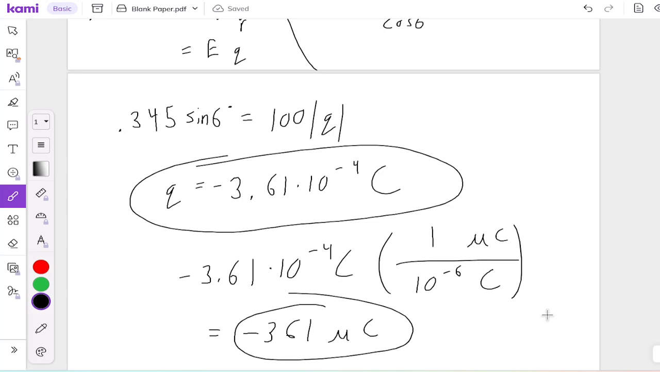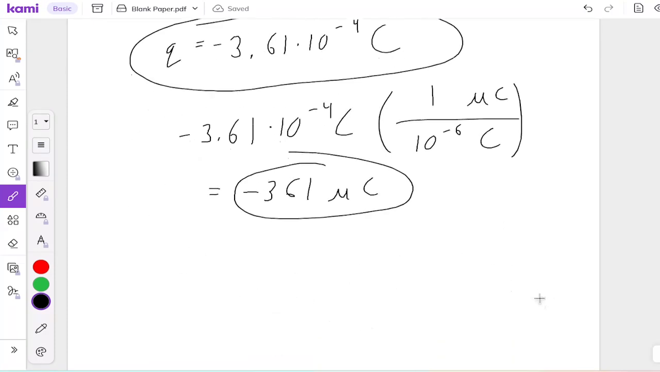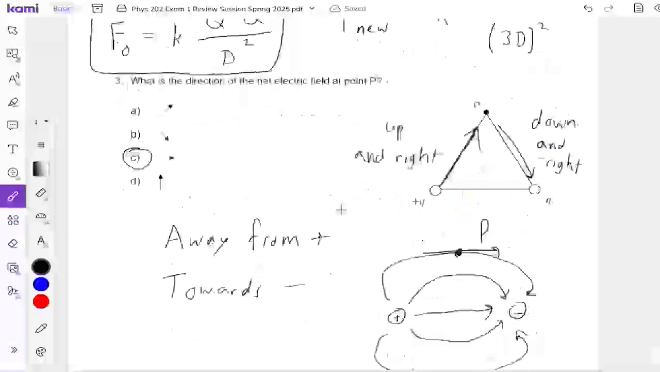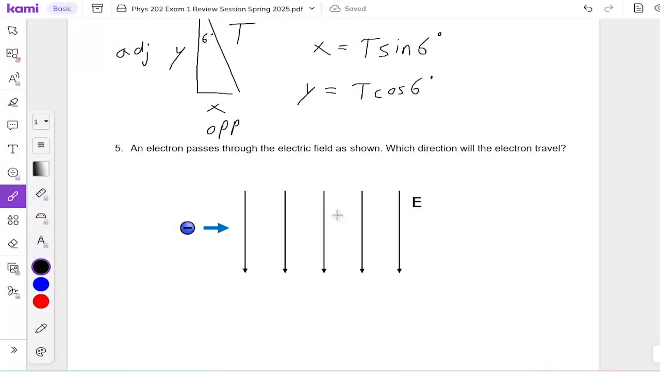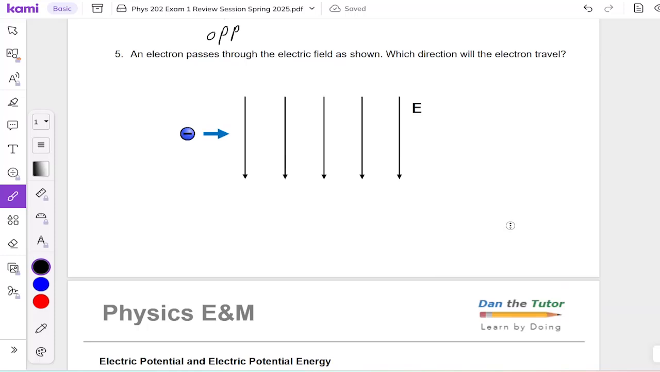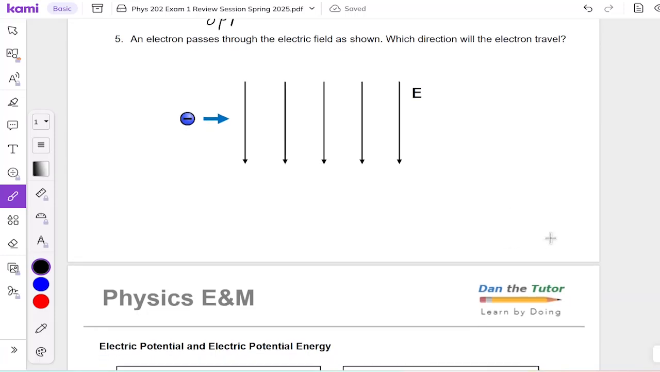Any questions on that one? Okay, then with that, we're on number 5. I think you're going to like number 5. It's probably the easiest question of the night. An electron passes through the electric field as shown. Which direction will the electron travel? In other words, I actually want to draw the path. Because the possible answer choices here, it could be going like this, it could be going down like that, or maybe it's going straight across.